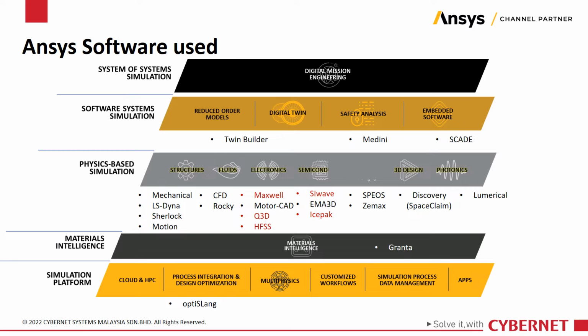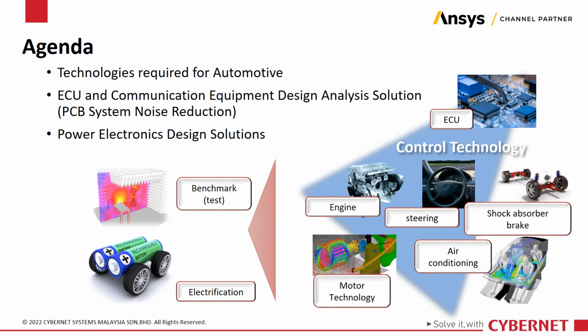Ansys software used in this presentation are mainly the Ansys electronics products such as Ansys Maxwell, SI-Wave, Q3D Extractor, HFSS, and Ansys IcePack. These are the key areas we are going to discuss today. Firstly, we will review various items and elements required for automotive electronics design. And among many other interesting topics, we will introduce noise reduction for circuits and printed circuit boards related to ECUs and communication devices, as well as design solutions for power electronics.